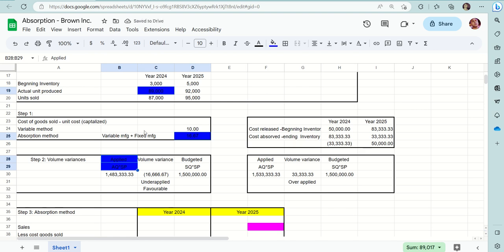How do we get that? We multiply 89,000 by 16.67. Okay, that would give us our applied costs.